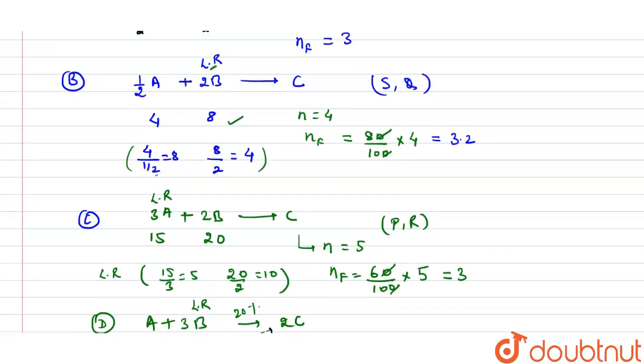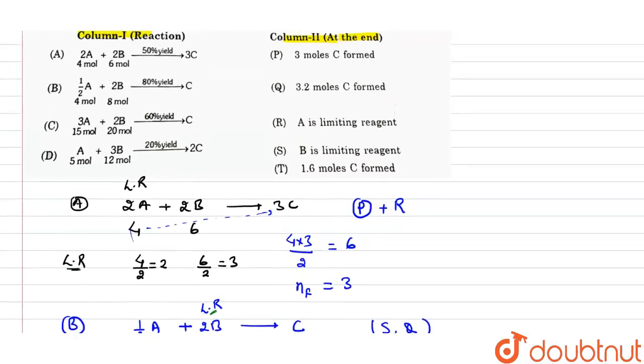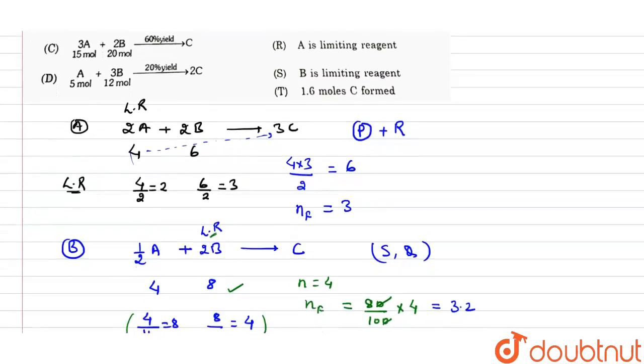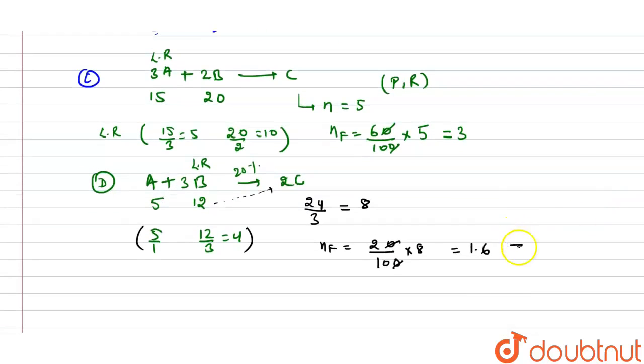Now this is matching with which option? T. T, and B is the limiting reagent. So that is T and S. So T and S is the right answer.